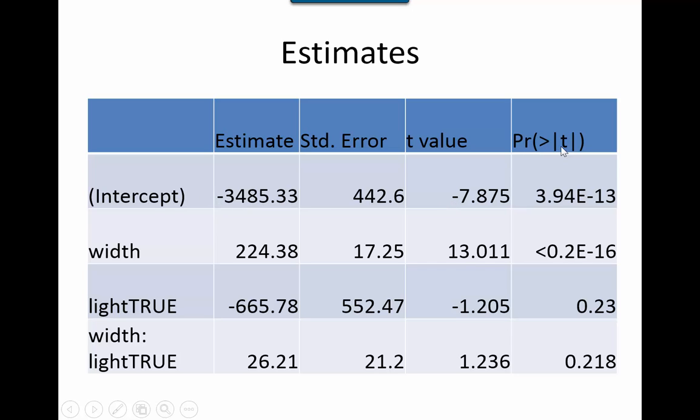And that's what this probability term here gives us, 3.94 times 10 to the negative 13. That would be the probability of getting an estimate this extreme or more extreme if the true intercept was 0.